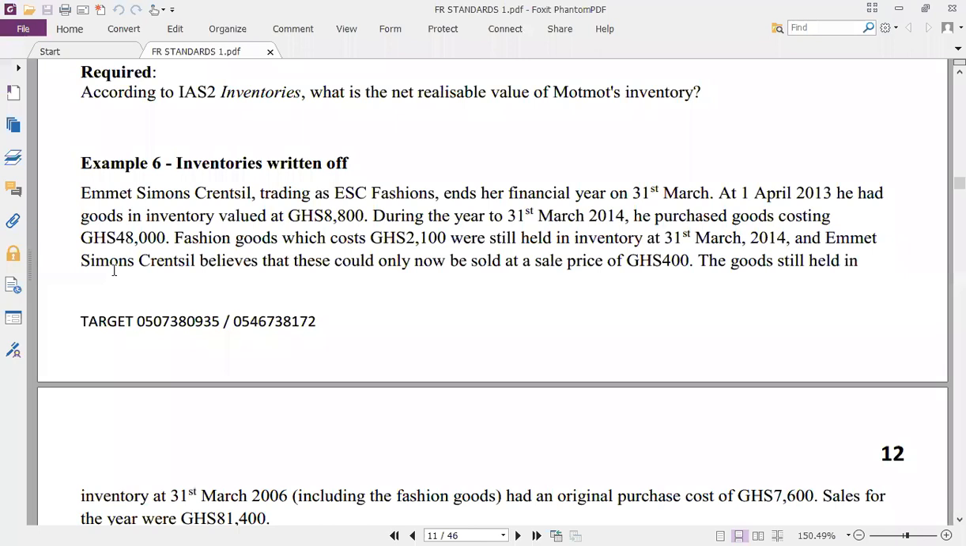Fashion goods costing 2,100 were still in inventory. That's the cost of the closing inventory. Agreed. They were still held in inventory as of 31st March 2014. The company believes that this could only be sold at a sale price of 400. No, for that bit, it's not part. From the goods up to 7,600 is not part of it. So if you have a hard copy of the notes, just cancel it out for me and then you're fine. So let me highlight that part for you.